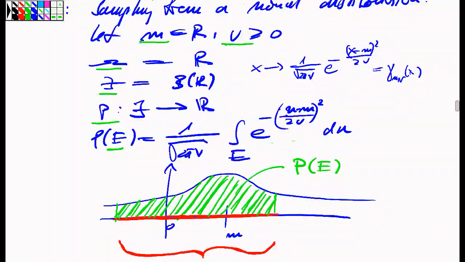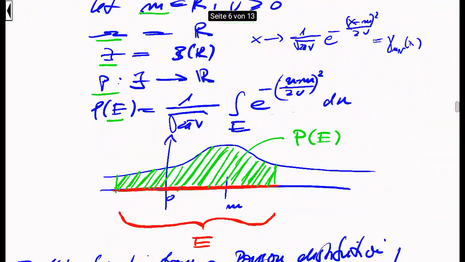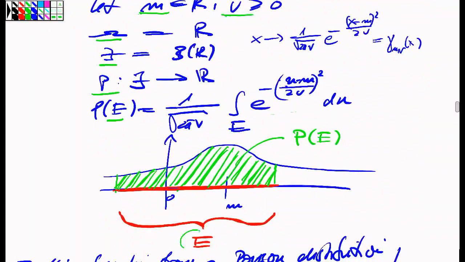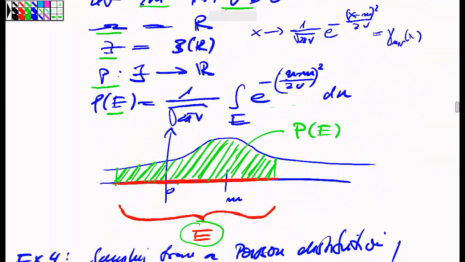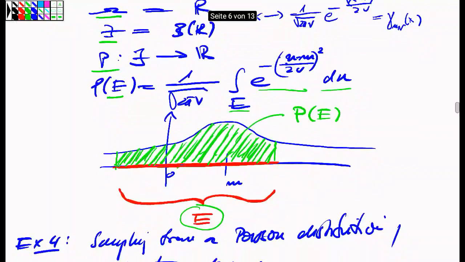So in other words, if in the graph here, in the picture below, E is the subset of the real line of which I want to compute this given P function, I take the integral of the Gaussian function, which I had just introduced, integrated over E, which is the area of this green shaded domain.